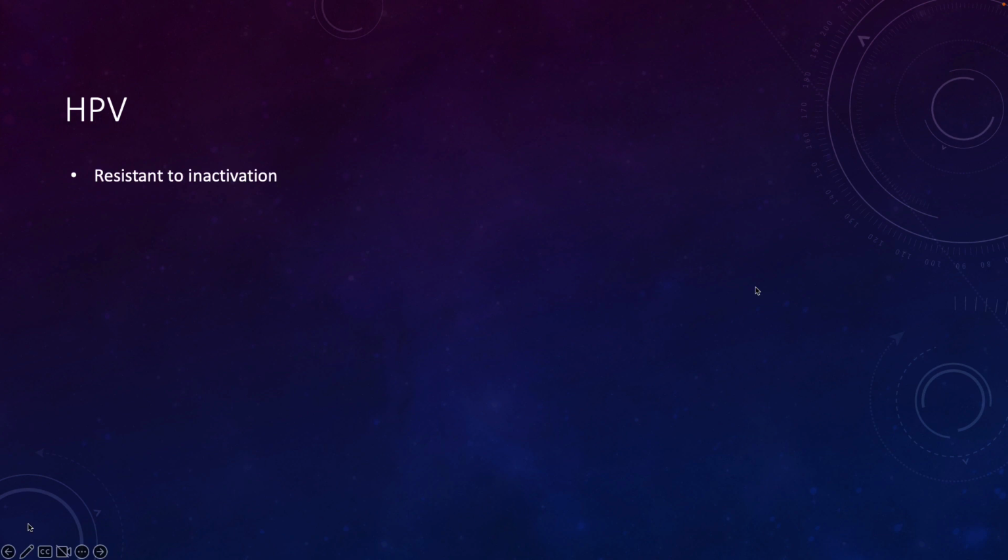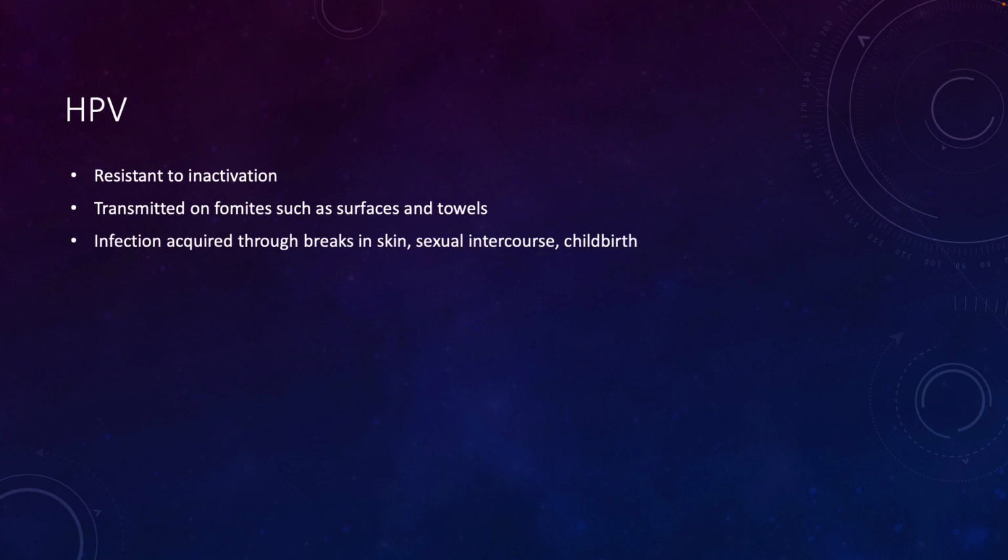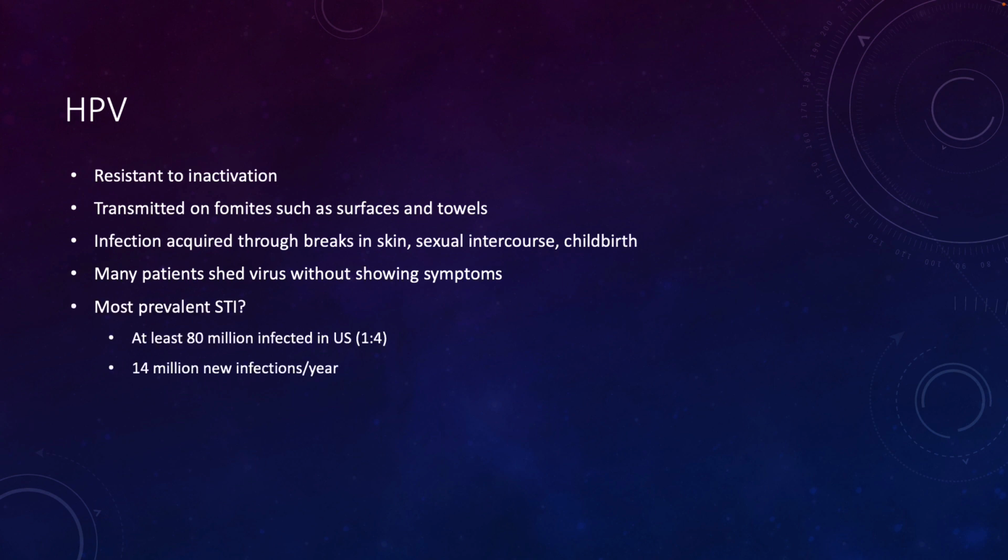Because HPV is a naked virus, it is difficult to inactivate. It can persist on surfaces, and it can resist drying and some detergents. And it can be transmitted on things that are called fomites, so surfaces or towels, inanimate objects. Infection is generally acquired through breaks in the skin, through sexual intercourse, or childbirth, again, depending on the type, cutaneous versus mucosal. Many patients can shed virus without showing symptoms. So you don't necessarily have to have a wart to be shedding the virus.